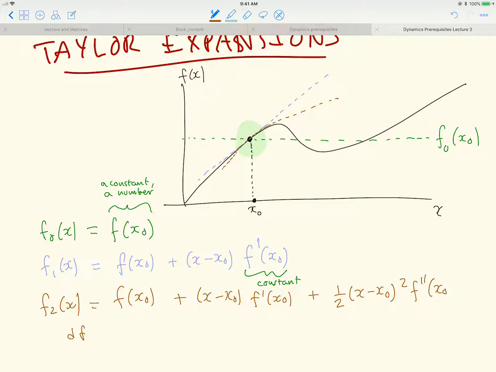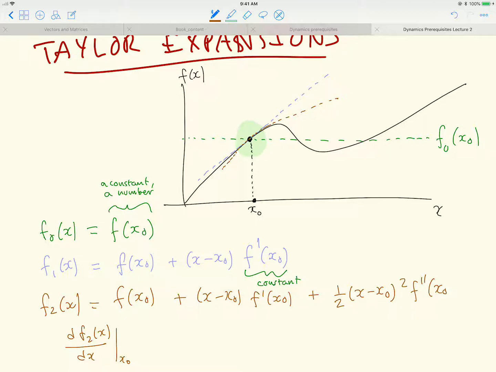So the first derivative of f2 of x by dx, and I'm going to evaluate it at x naught. I'm going to ask what's its value at x naught. So what's the first derivative? Help me write it down.